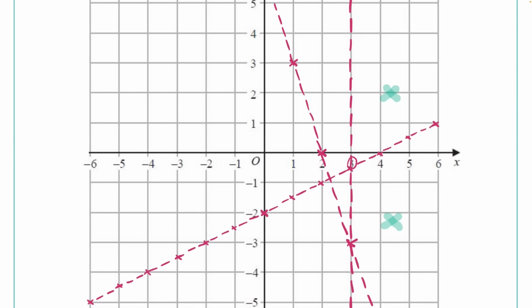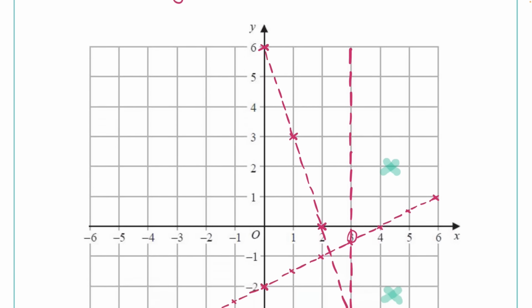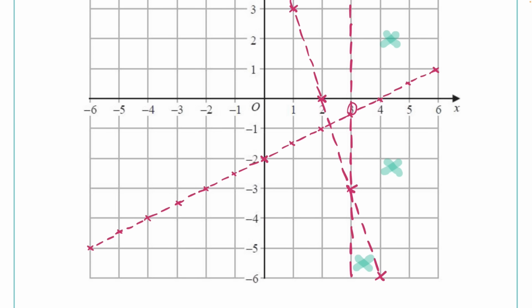It can be potentially any of the ones on the other side, and depending on how good you are at reading an inequality, then you might be able to use it to help you a little bit. But what I would suggest you do is you pick a coordinate in a region and we substitute it into those inequalities and see if it works.